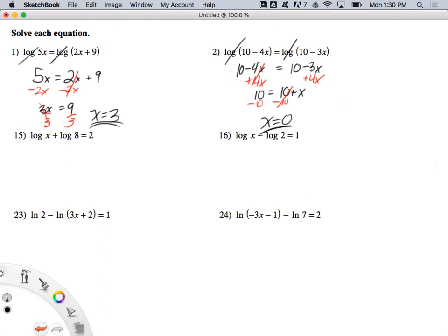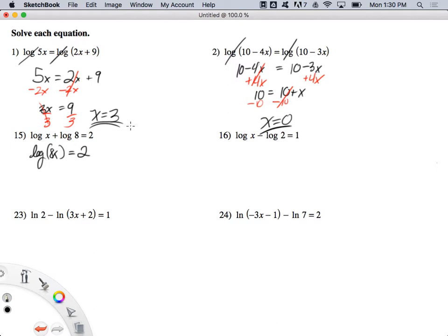All right. Next. Log x plus log 8 equals 2. What do I do when I'm adding? First, the problem I've got here is I've got two logarithms on the same side, and it looks weird. But what if I combine them into one logarithm? Will it be easier? Yes. How do I combine these? What could I do to simplify that? It becomes log of 8x equals 2.